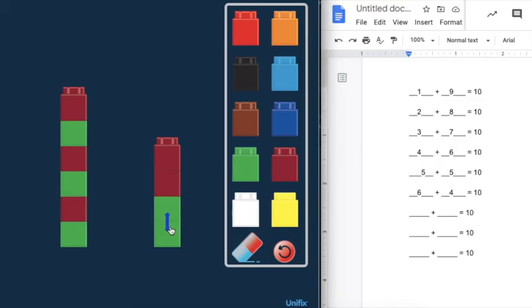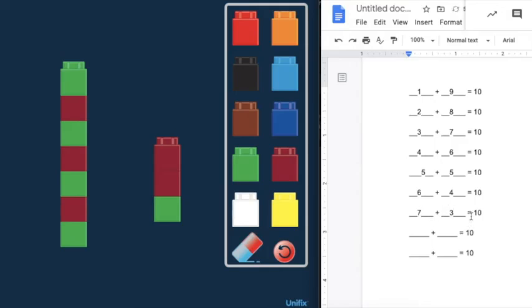So what happens if we separate them? 7 on one side and 3 on the other. 7, 3, does that equal 10? Let's count them all together. 1, 2, 3, 4, 5, 6, 7, 8, 9, 10. It does, it works. And does it finish our pattern? 1, 2, 3, 4, 5, 6, 7, 9, 8, 7, 6, 5, 4, 3, it does.